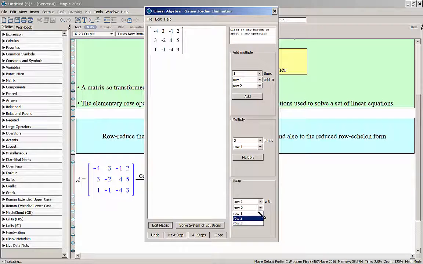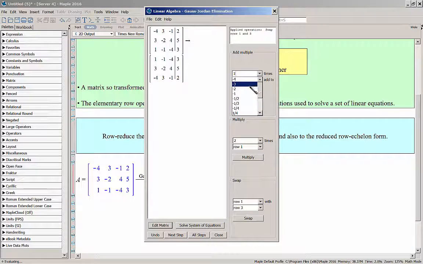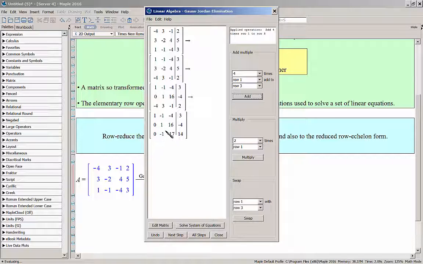Interchange row 1 and row 3. Make 2 zeros in column 1. So it's -3 times row 1 added to row 2. Then it's 4 times row 1 added to row 3. Now we will make this 0 in column 2. So it's 1 times row 2 added to row 3.